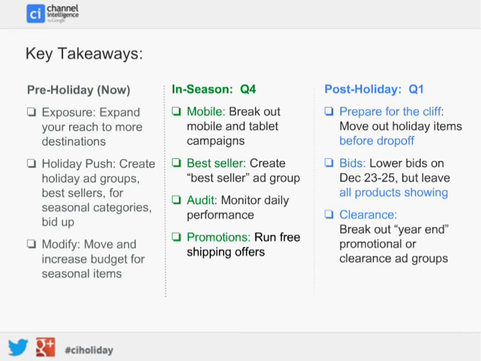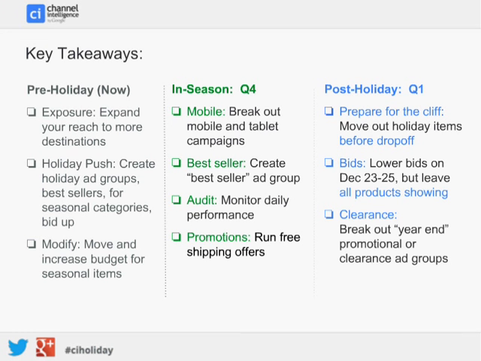Right now, make sure that you're expanding your reach to more destinations. It's really important to be on all the right channels, all the major channels. We've talked about those today. Google Shopping is one of them, but there are others. Make sure that you have holiday-specific ad groups for your best sellers, for your seasonal categories, and bid up on those. This is the time to make it happen. Start now so that you're building that click history that we talked about a few minutes ago.